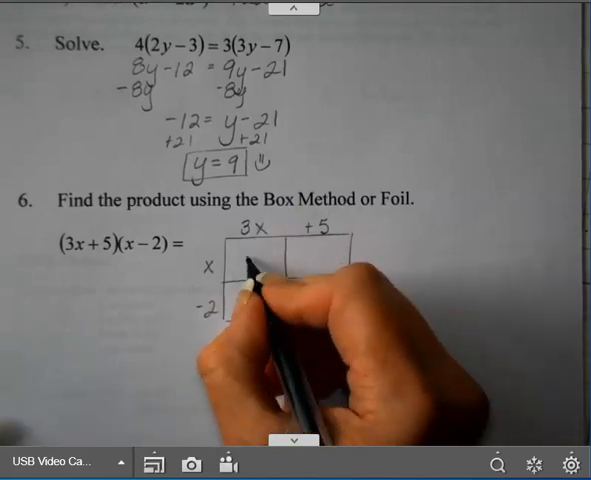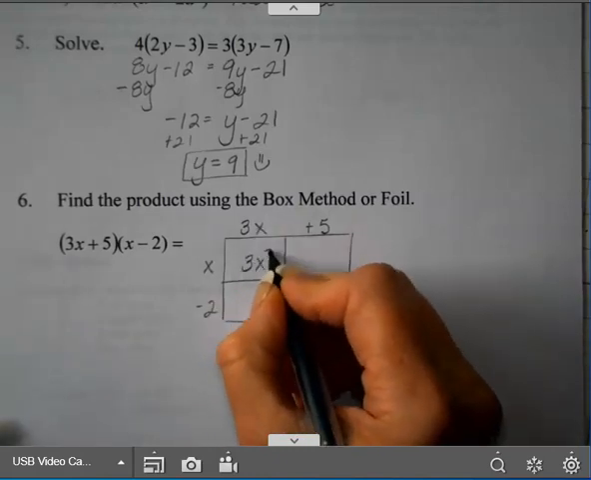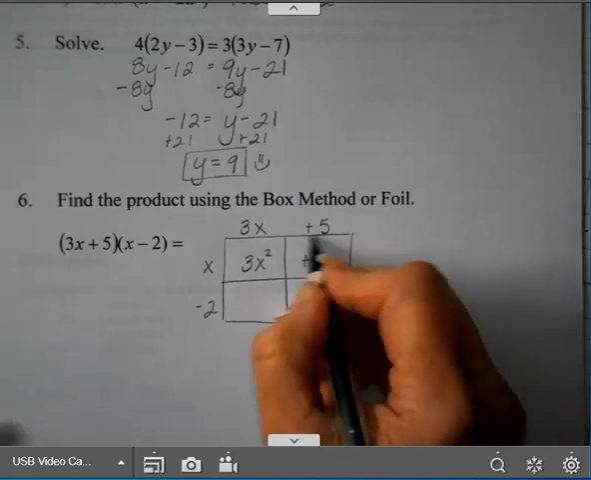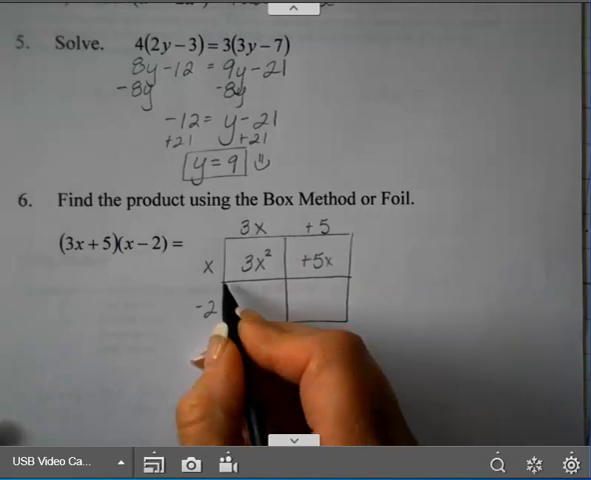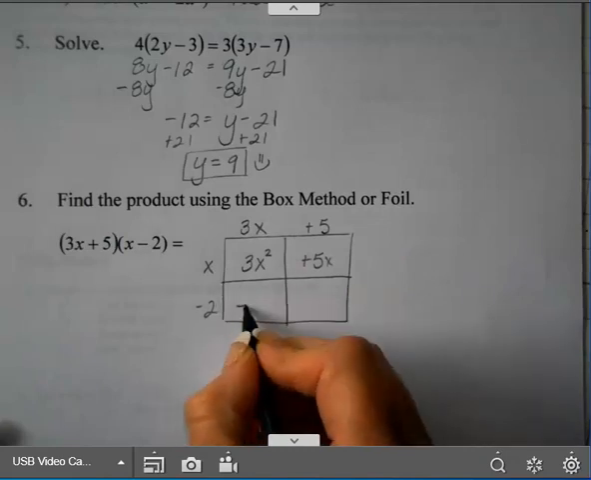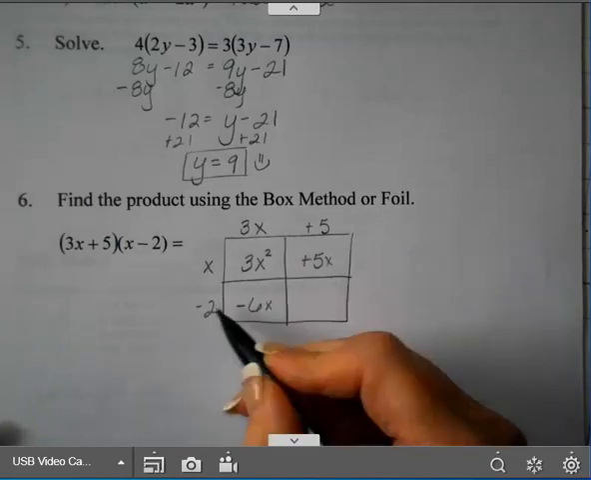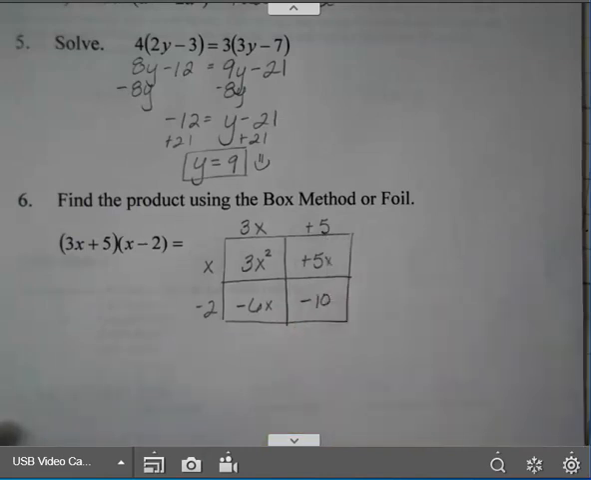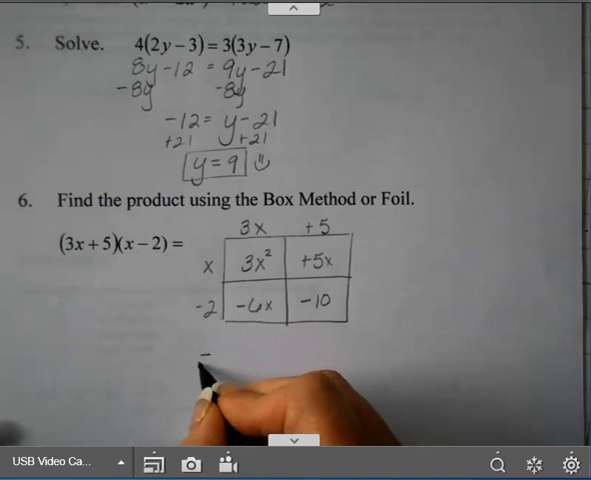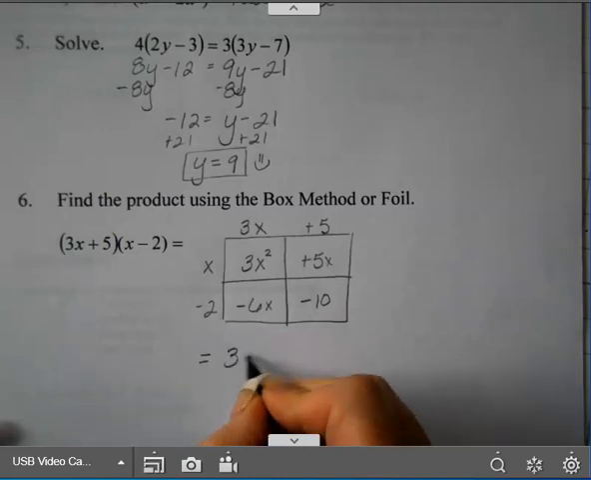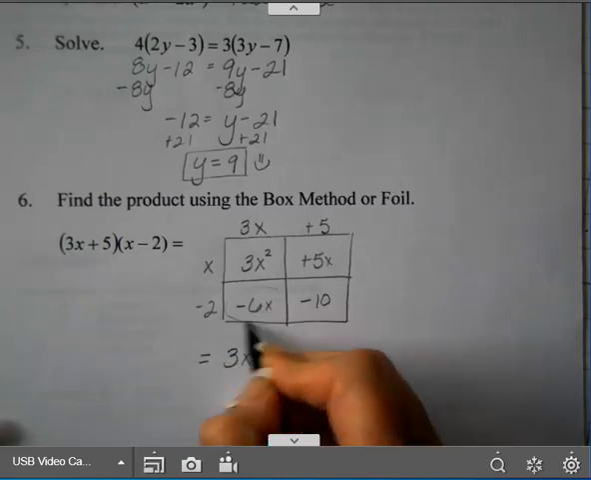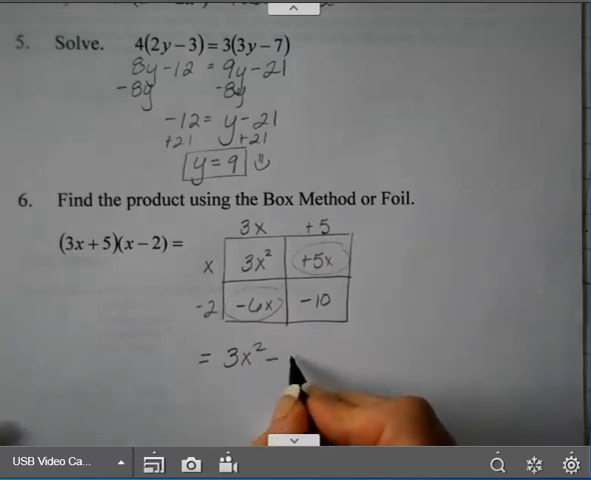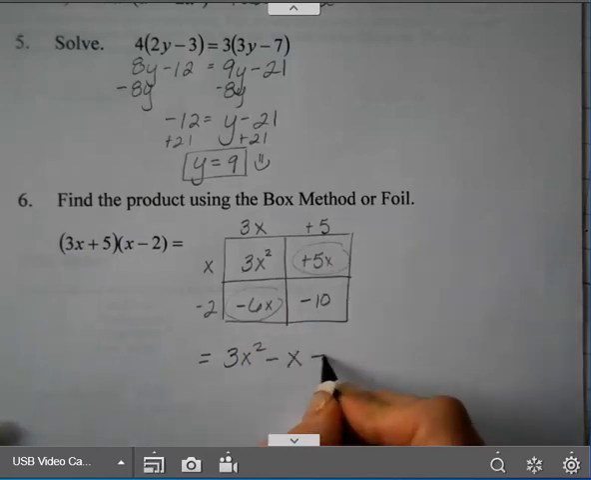Multiply to get each box. So this is 3x squared. This is plus 5x. That's 5 times x. This box is negative 2 times the 3x. That gives you negative 6x. And this box, you're multiplying the negative 2 and 5. So that gives you negative 10. So my final answer is 3x squared. These two boxes have like terms. I'm going to add those together. That gives me negative 1x and then minus 10.